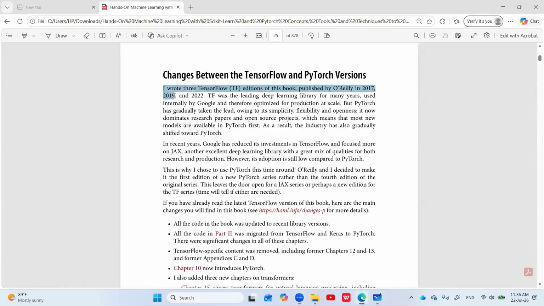Here he has mentioned: I wrote 3 TensorFlow editions of this book, published by O'Reilly in 2017, 2019 and 2022. TensorFlow was the leading deep learning library for many years, used internally by Google and therefore optimized for production at scale. But PyTorch has gradually taken the lead, owing to its simplicity, flexibility, and openness. It now dominates the research papers and open source projects, which means that most new models are available in PyTorch first. As a result, the industry has also gradually shifted toward PyTorch.